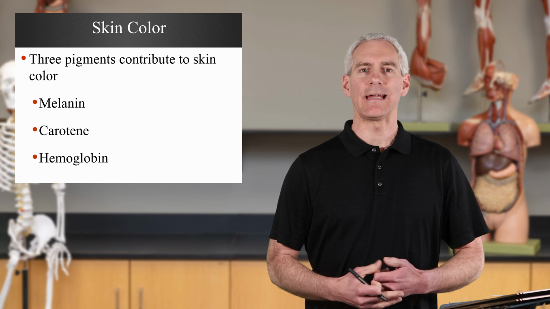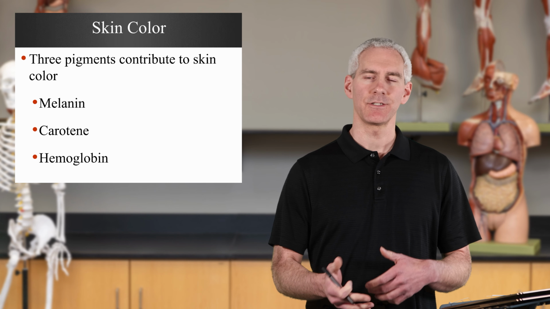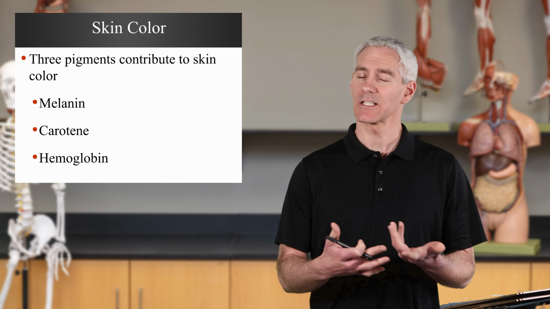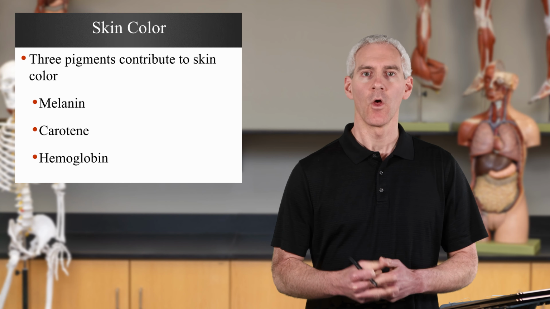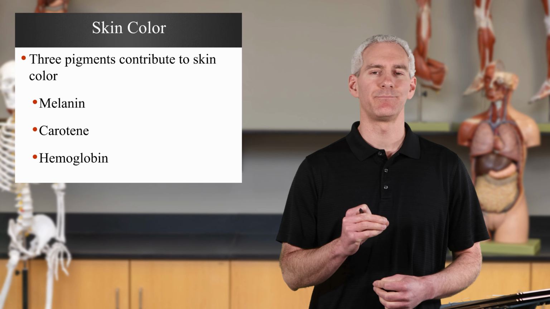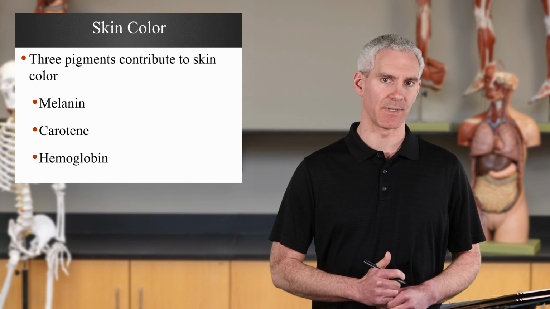Now that we've gone through the layering of the skin, it's time to get into some other features and parts of the skin, looking into skin coloration as well as functionality of the skin. We'll start with the skin coloration. Now, skin color is based on three main pigments.